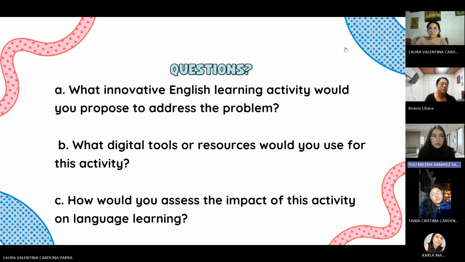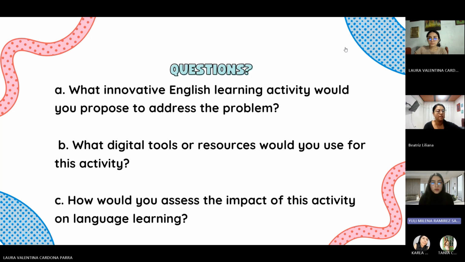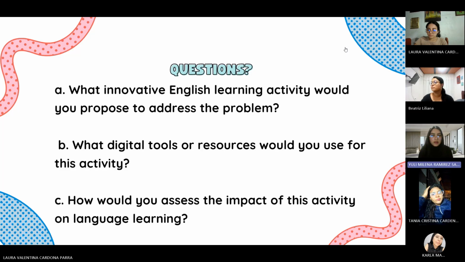Question two, for the activity, we would use YouTube for video examples about tastes and preferences. Also, for creating digital presentations, we could use Canva, Google Slides, etc. Finally, for interaction and feedback, we could use Padlet or a virtual classroom.